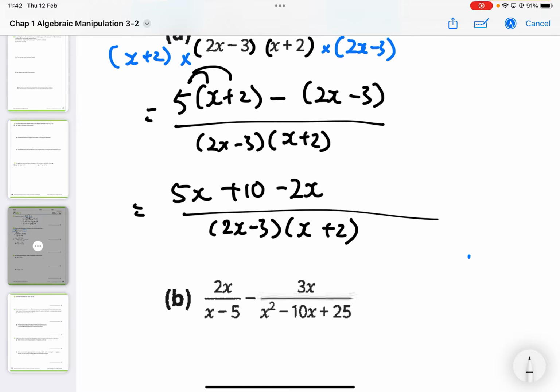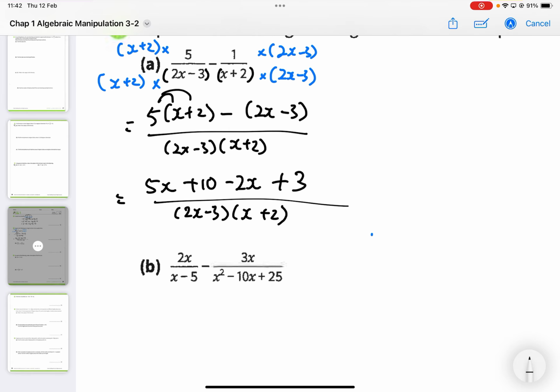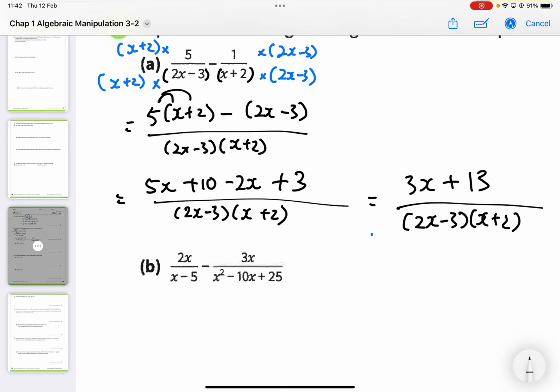So this is the common mistake. Student never change. Okay? So when I subtract a fraction and a fraction, I will still be left with a fraction. It is just simplifying. Numerator, 5x minus 2x, 3x, plus 10 plus another 3, so plus 13. So this is your final answer already. It is a fraction, but this is your final answer.